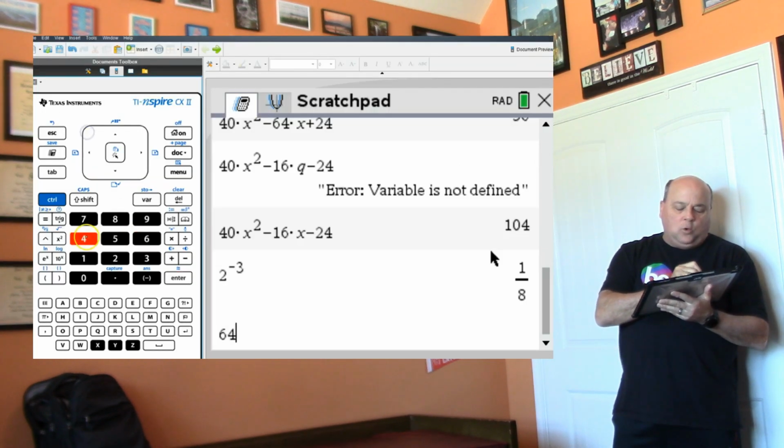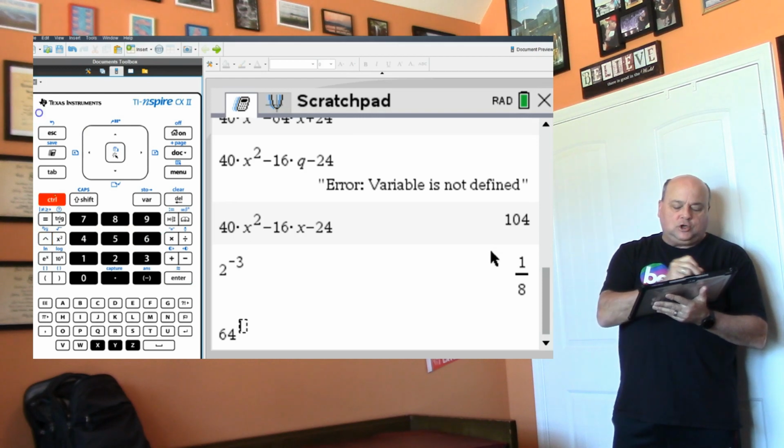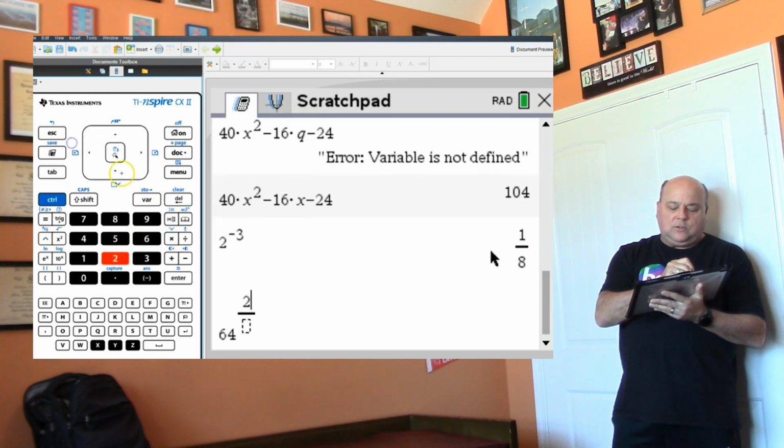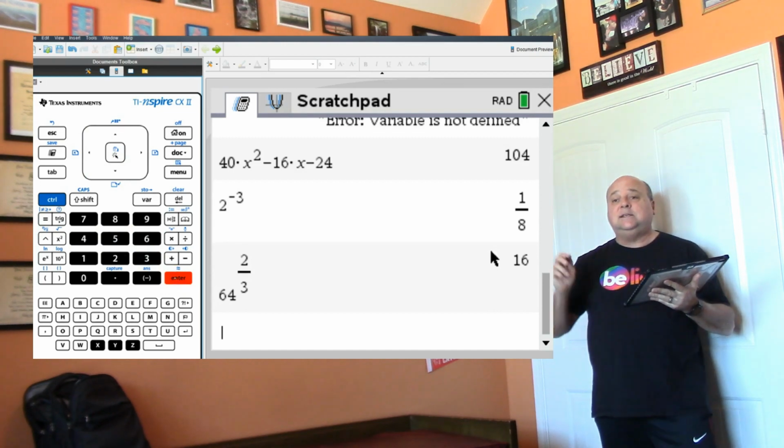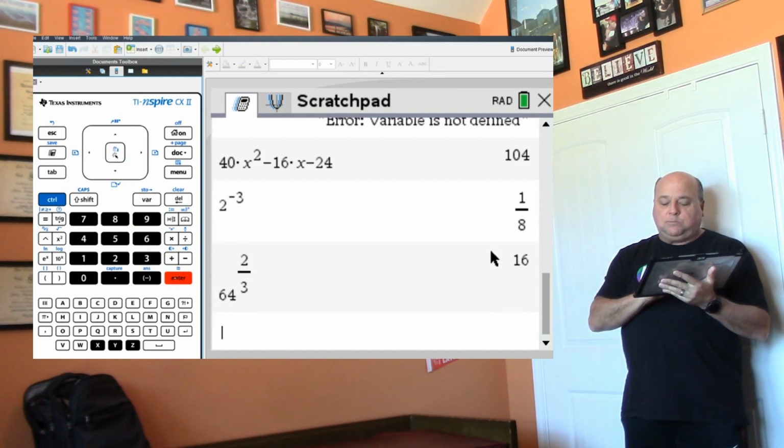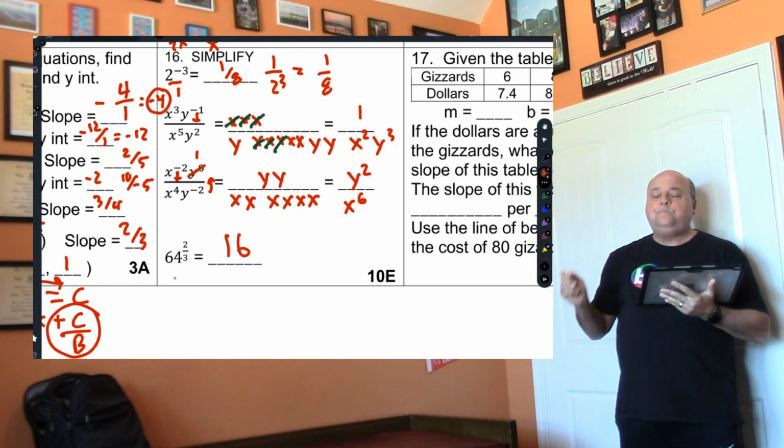Then on the last one, just type that into the calculator. So 64, hit the up button, Control divide, and put the 2 and the 3 in. This is just getting a fractional exponent. You would get 16. After STAAR, I'll explain how you get the 16.